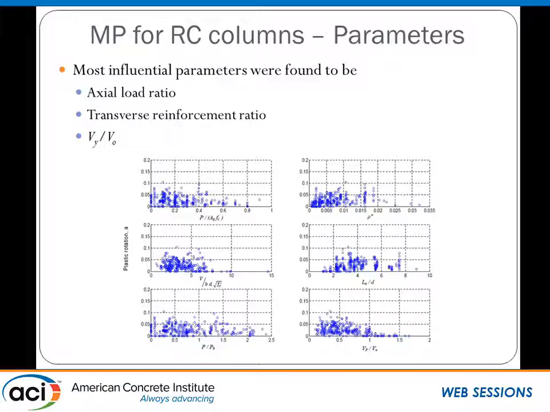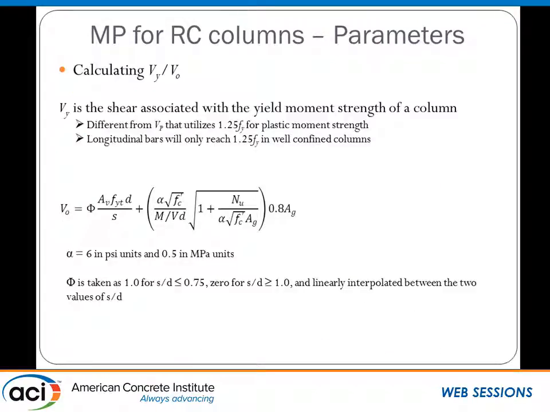I'm not going to go to these today. These are somewhat important parameters, but in the end we're looking for a simple model, so we didn't want to put 8 or 9 parameters into it. We limited to the 3 most influential terms.